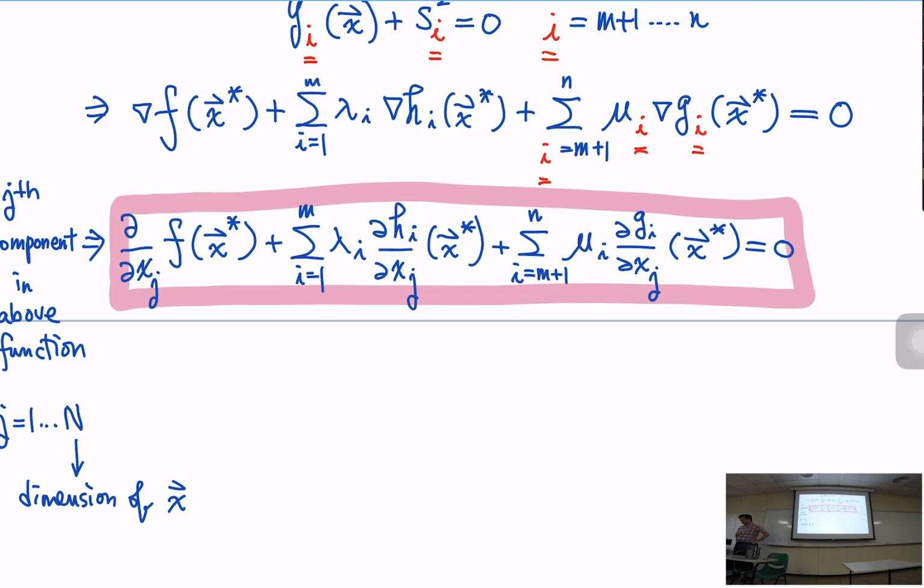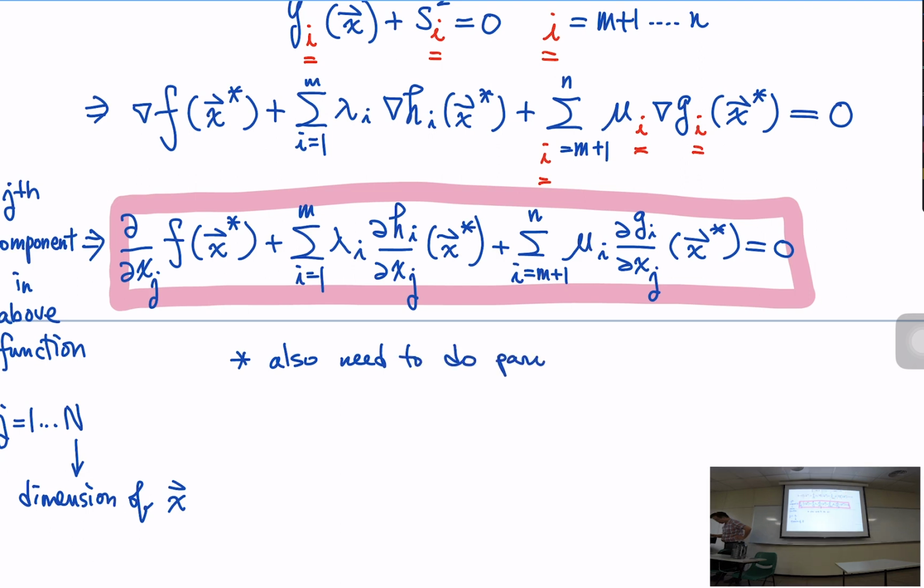But when we take partial derivatives, we actually need to take partial derivatives with respect to all the variables. We also need to do partial derivatives with respect to the slack variables. We haven't done that yet. So to follow up, we also need to do partial derivatives with respect to slack variables.